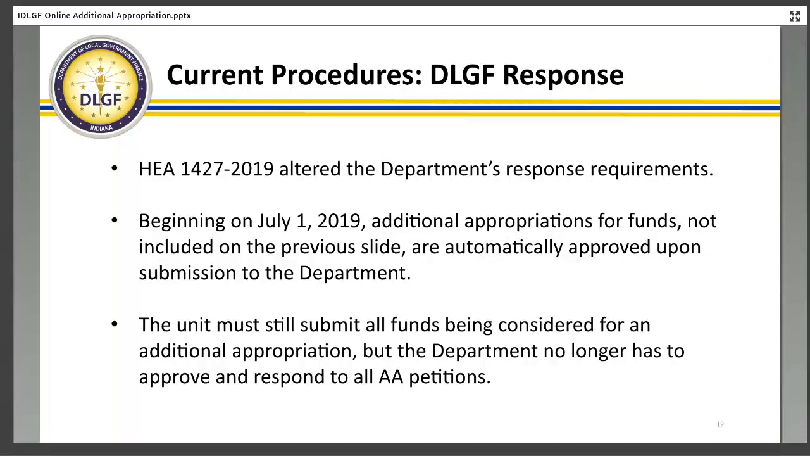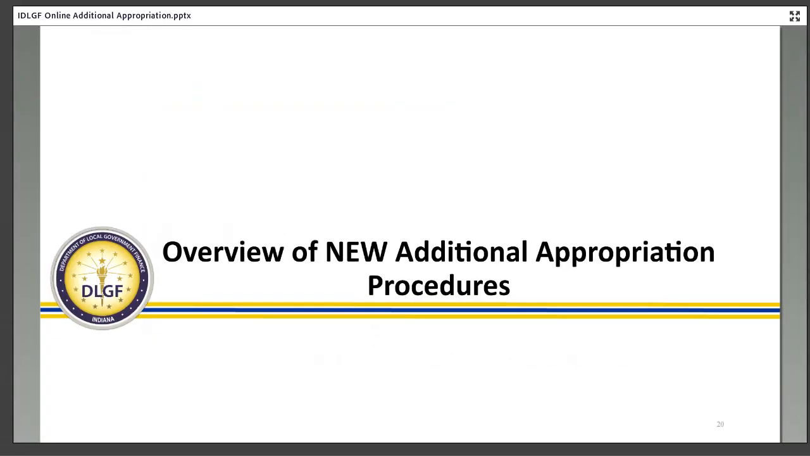They still need to advertise. They still need to have a public hearing. They still need to take formal action to approve that additional appropriation, and they still need to submit it to the DLGF. The only thing that 1427 changed was that the department no longer has to approve and respond to the non-certified funds.